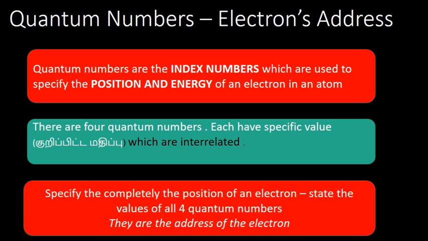Now we'll go to today's topic. Before going to the rules of electronic configuration, we should be aware of a term known as quantum numbers. Quantum numbers, you can take it as an electron's address. What is meant by an address?